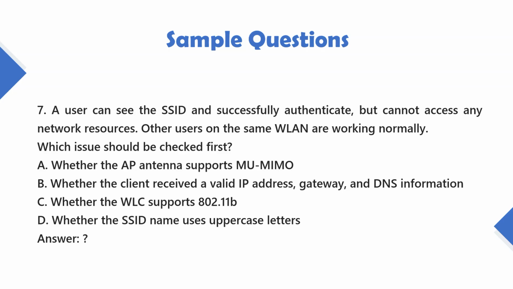7. A user can see the SSID and successfully authenticate, but cannot access any network resources. Other users on the same WLAN are working normally. Which issue should be checked first? A. Whether the AP antenna supports MU-MIMO. B. Whether the client received a valid IP address, gateway, and DNS information. C. Whether the WLC supports 802.11b. D. Whether the SSID name uses uppercase letters.